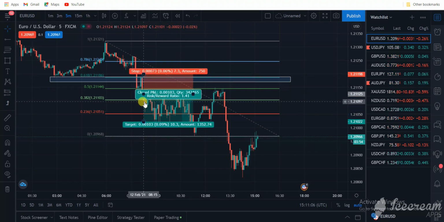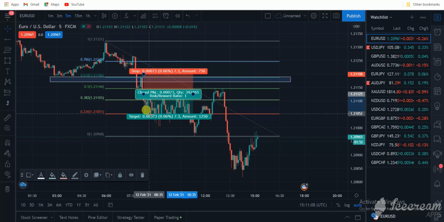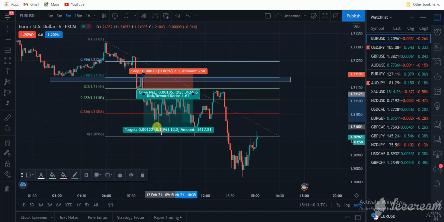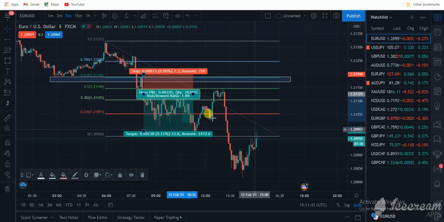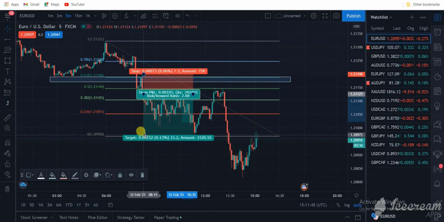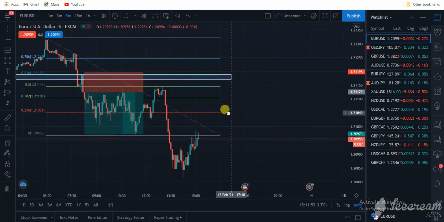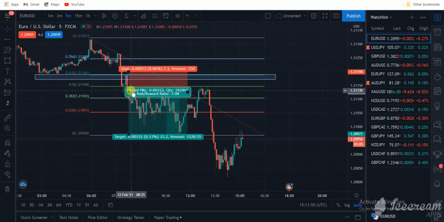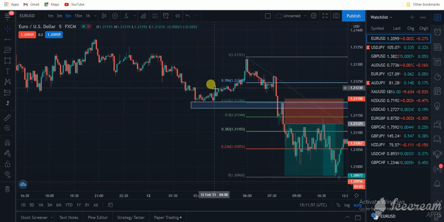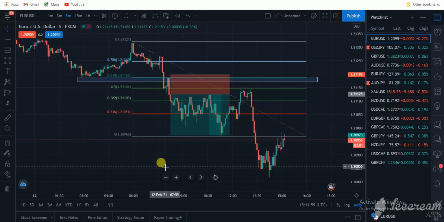So I always say at a 1 to 1, move your stops to break even, and a 1 to 1.5 is a good profit target, and a 1 to 2 is even great. So as you can see, we won this trade for a 1 to 1, for a 1 to 2. So guys, this is very simple and very easy to understand. Just a basic price action trading strategy.